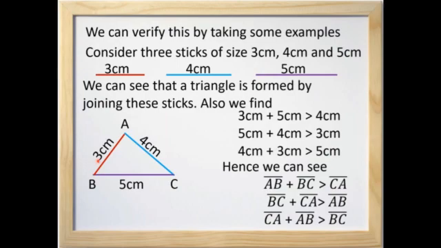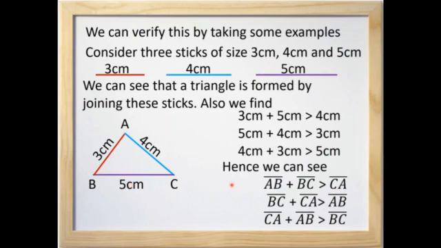This is also verified. Now let us consider the other two sides, that is side AB and side AC. The length of side AB is equal to 3 cm. The length of side AC is equal to 4 cm. When you add them, it is equal to 7 cm, which is greater than the third side BC. BC is equal to 5 cm. So naturally 7 cm is greater than 5 cm.